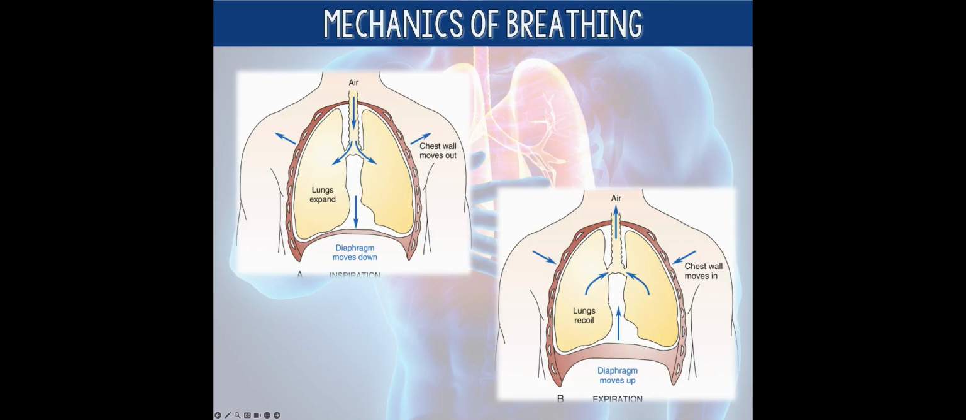When we look at the mechanics of breathing, when you inhale, during inspiration, your chest wall goes out, the muscles in your chest pull your lungs out, your diaphragm goes down, and your lungs expand. In passive expiration, your lungs recoil, your chest wall moves in again, and your diaphragm moves up. So that's your breathing.